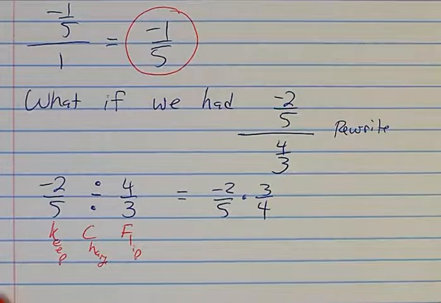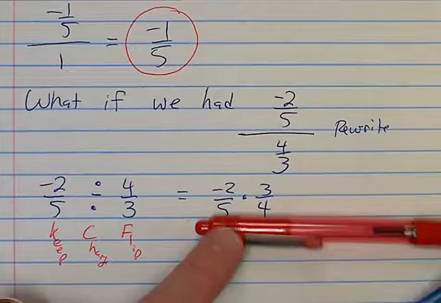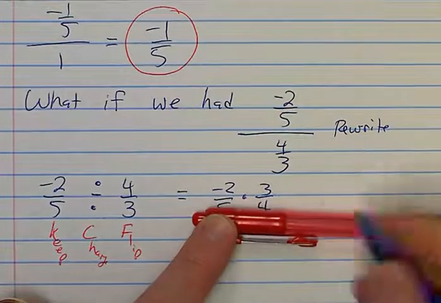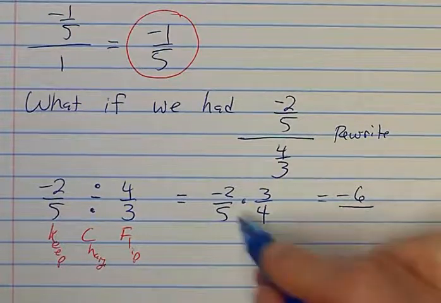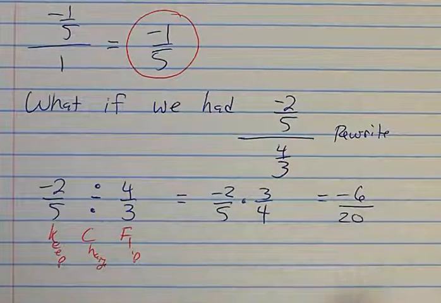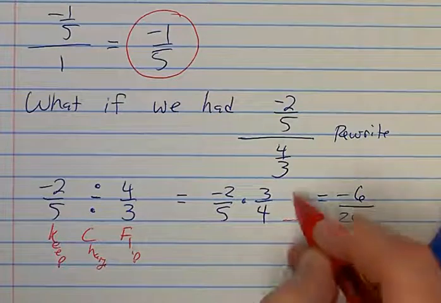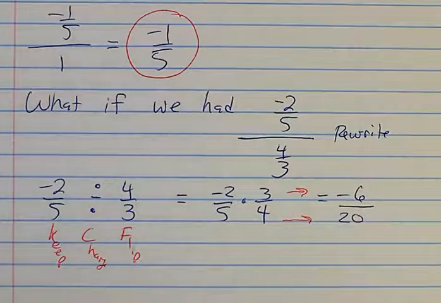And once it's a multiplication problem, then you can just multiply straight across. You multiply your top numbers together: negative 2 times 3, which would be negative 6. And on the bottom, 5 times 4 is 20. So just multiply straight across to get the numbers. Now, somebody's like, well, what about that cross thing we used to do?